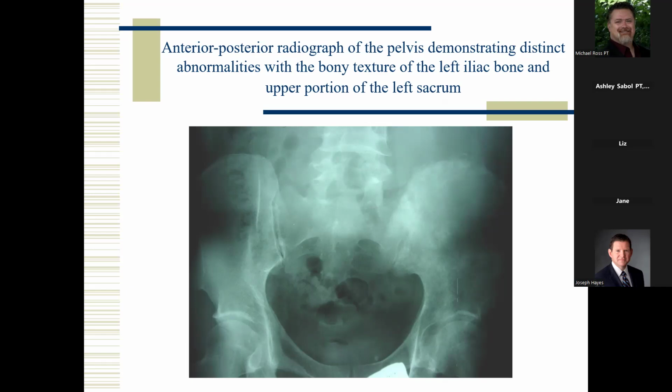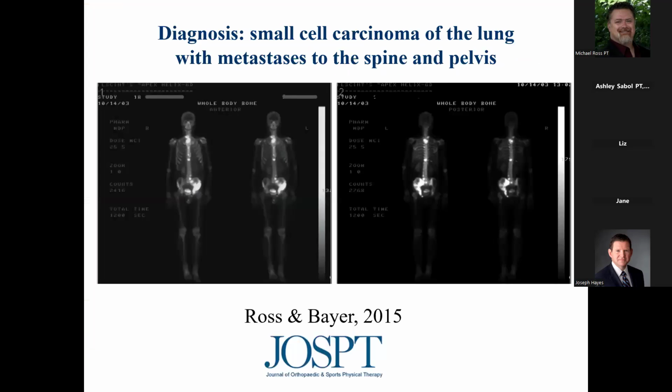So how would you know the distribution of those metastatic lesions? You could use a bone scan in that particular case. This is a patient who had, again, primary lung cancer, but we were seeing him for what appeared to be left-sided hip pain and left-sided radicular symptoms. And so here's the bone scan.